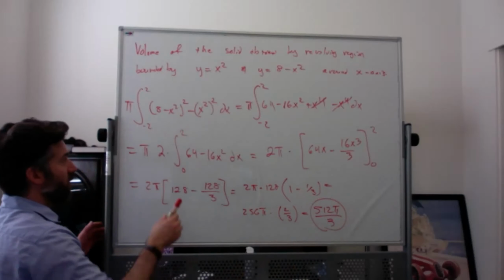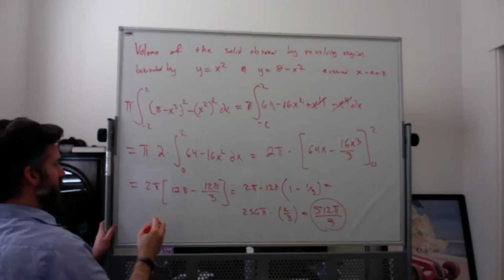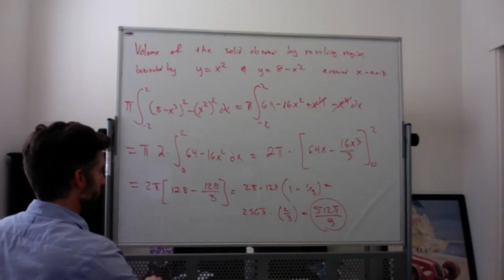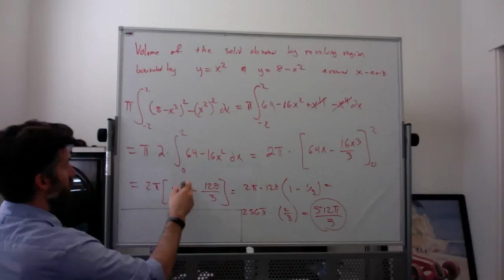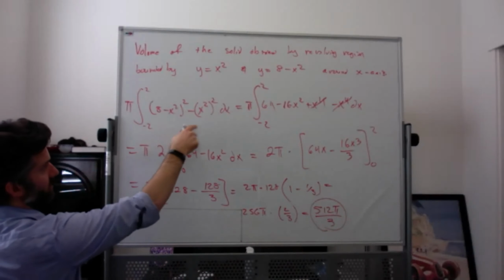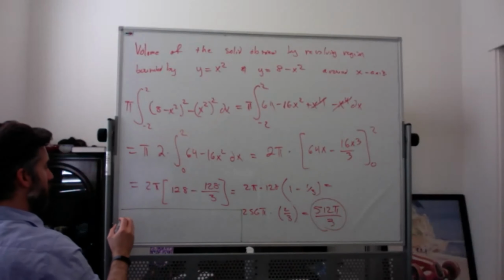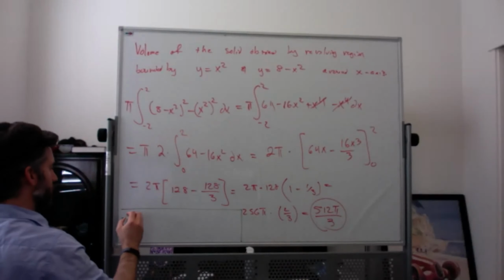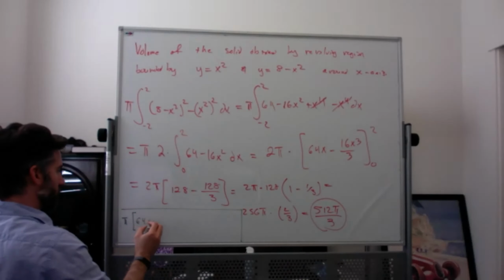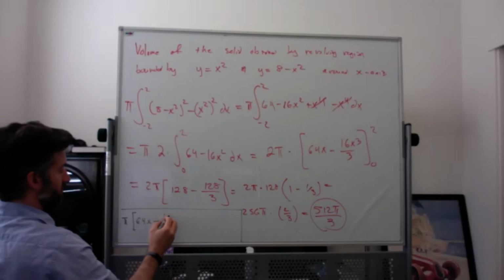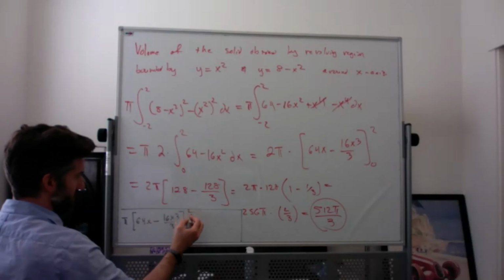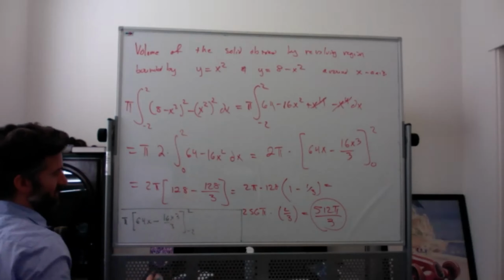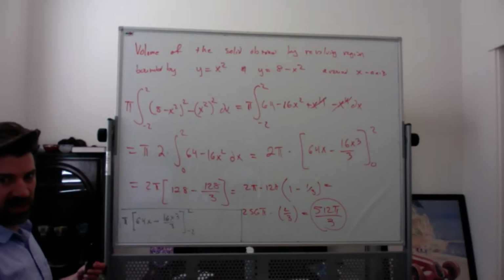If you hadn't done this thing where you doubled it and went from 0 to 2, it gets a little bit grosser. Instead of this, I would have the integral from -2 to 2, so then I would have pi times 64x minus 16x cubed over 3 from -2 to 2. You plug in the 2, you still get the same thing, but then you get minus, you plug in the -2, and it's kind of the rest of it.